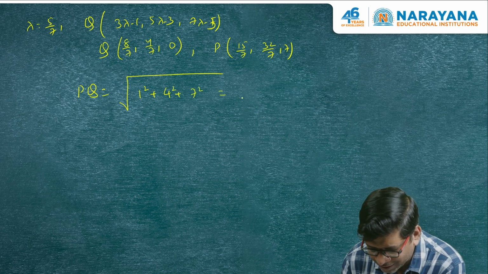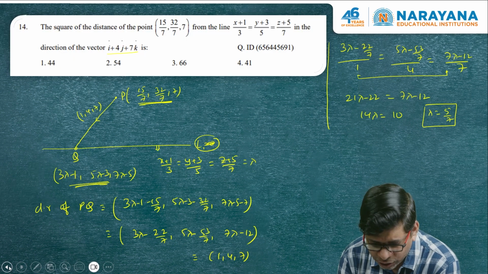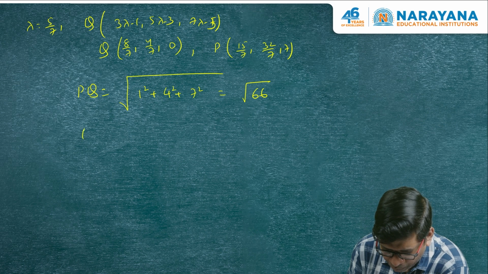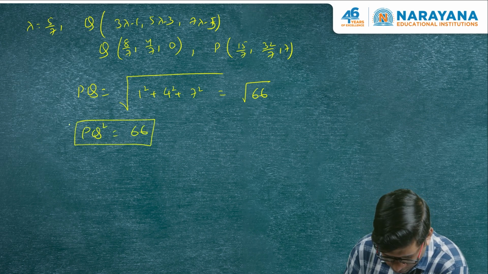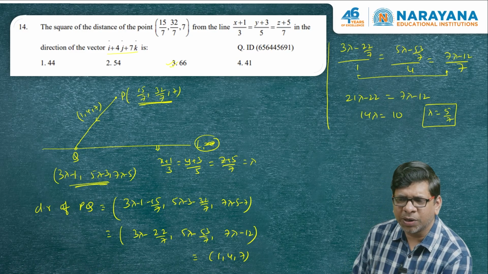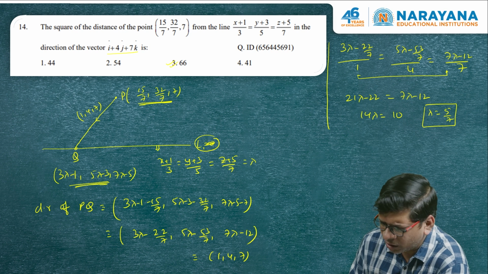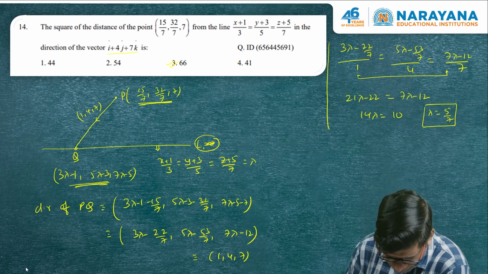So 1 plus 16 plus 49 is 66. What they asked is the square of the distance of the point. So they are not asking the root, they are asking the square of this. So PQ square, 66, is the correct answer for this question. Check the options: 66, yes, option number 3. So option number 3 is the correct answer. If you talk about the difficulty level of this question, it is a known model. Definitely most of you must have solved this question.